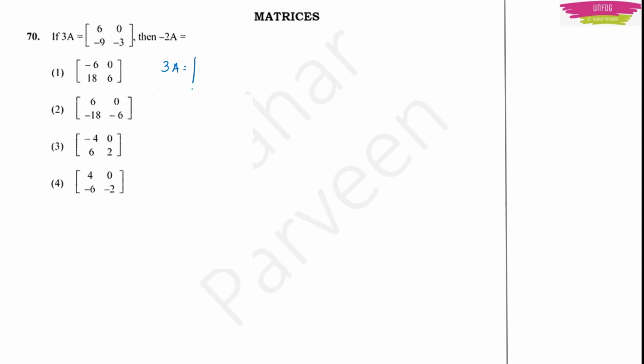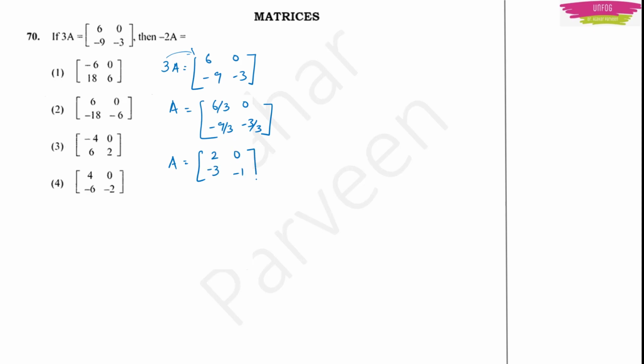3a is equal to 6, 0, minus 9, minus 3. Now if I want only a, what I do is, I put the 3 on the right hand side. So you will have to divide it like this. It will be 6 by 3, 0, minus 9 by 3, minus 3 by 3. So my a will come out to be 3 2s are 6, 3 3s are 9 with a minus sign, 0 and minus 1. This will be my a.